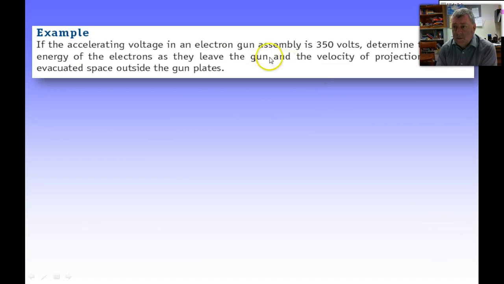And let's do an example. Hopefully you can read that. It says, if the accelerating voltage in an electron gun assembly is 350 volts, determine the kinetic energy of the electrons as they leave the gun and the velocity of projection into the evacuated space outside the gun plate. So all this is happening in a vacuum, I forgot to say, because otherwise the electrons would be colliding with things and slowing down. Okay, hopefully my mug shot isn't obscuring too much there.